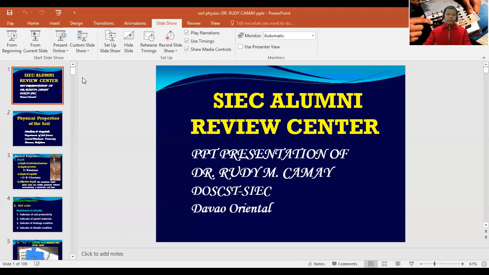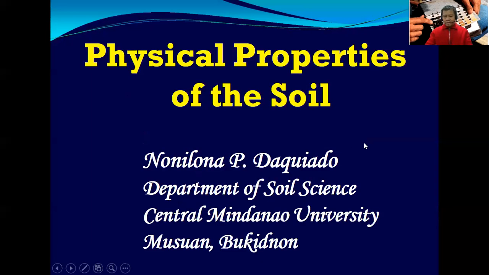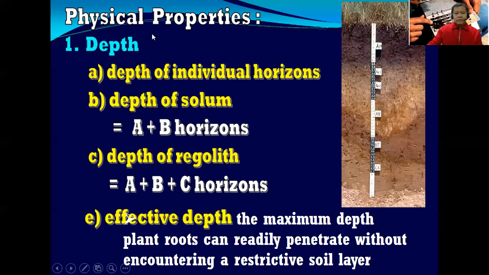All right, so of course, this is a review for the soil physics. First, we are going into the different physical properties of the soil. When we say soil physical properties, we are referring to any physical properties that are observable and of course measurable, that can be seen and that can be observed.